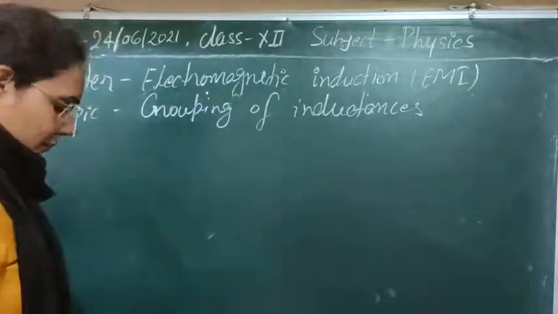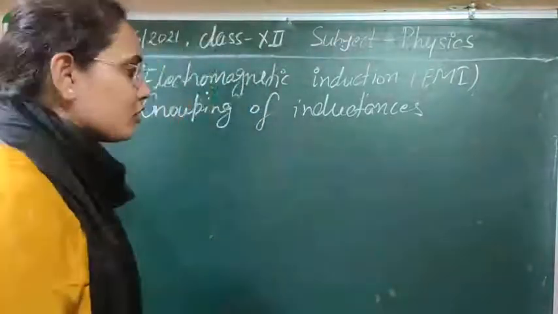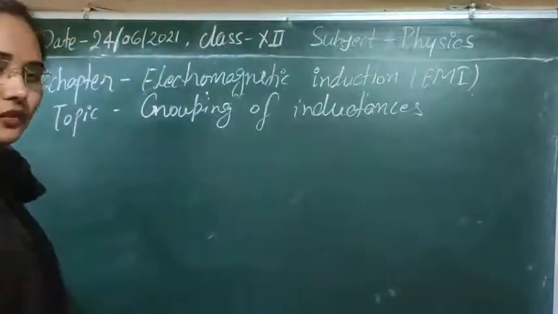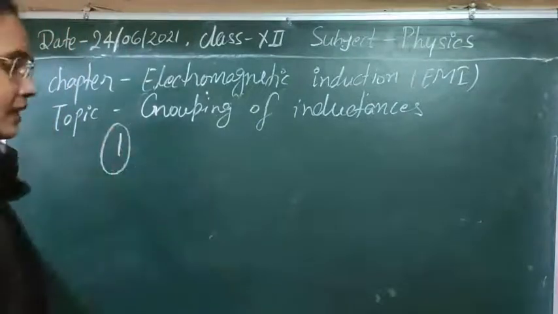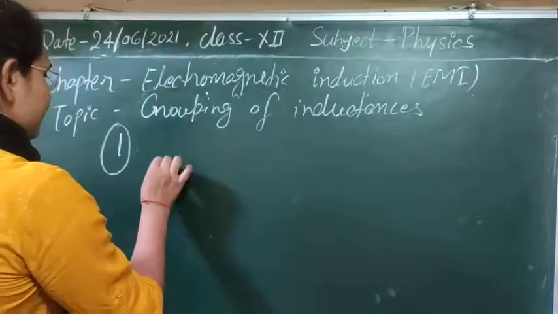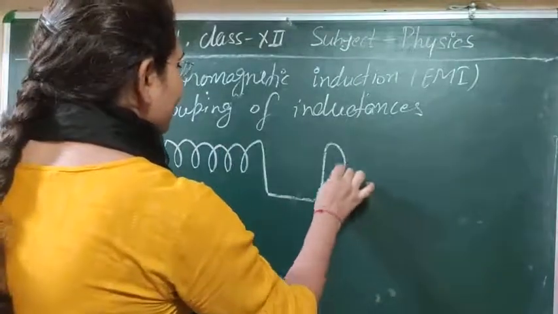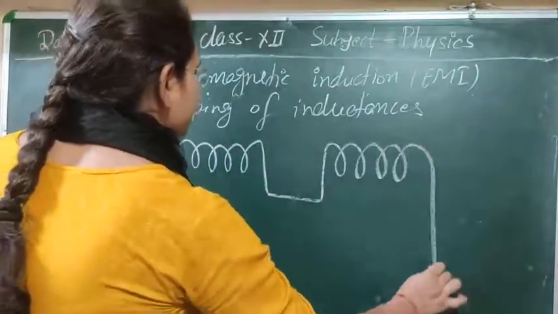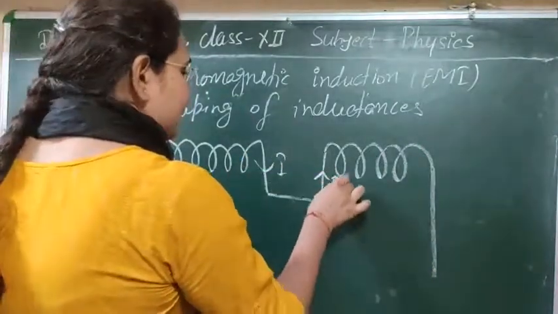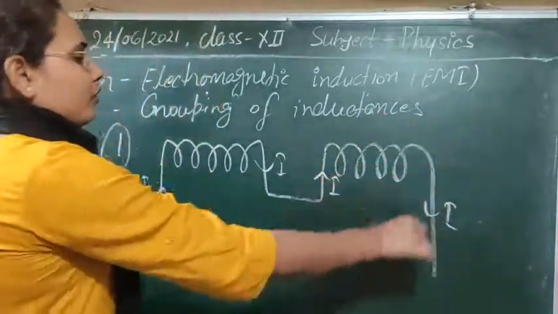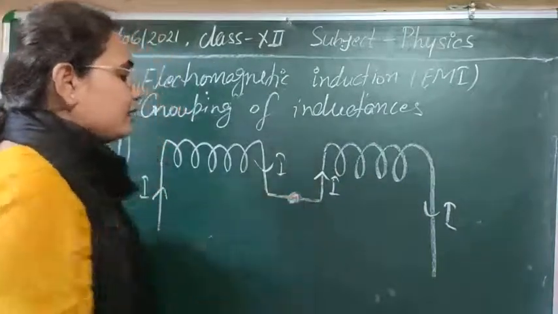For the grouping of inductance, there are two kinds of grouping. The first combination that we are going to study is the series combination. Let's understand the first concept here. Suppose this is the first coil we have, and it is connected to the second coil in such a way that the current I flowing here will go here, and in the same direction the current I will flow here also. Clear? So this is the joint in this way.